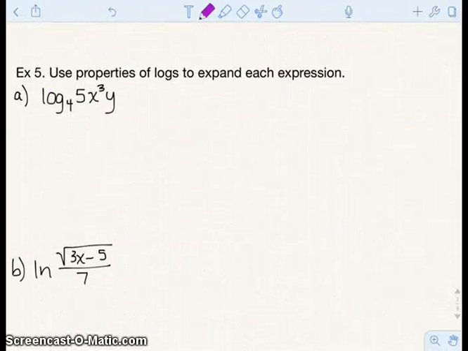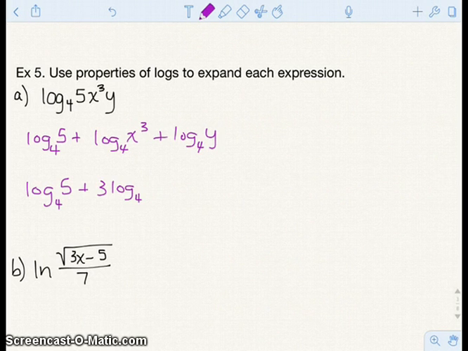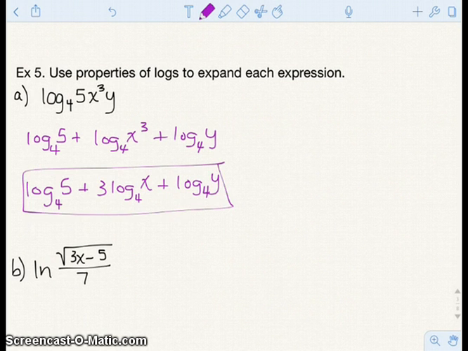Log base 4 of 5x to the third times y. So this is really multiplication going on, so I'm going to use the product property. So log base 4 of 5 plus log base 4 of x to the third plus log base 4 of y. To make sure it's truly expanded, I should have no exponents. I shouldn't have any more products happening inside a log, and I shouldn't have any division happening inside a log. I'm good on products and division, but I do have an exponent. So I write this as log base 4 of 5 plus 3 times log base 4 of x plus log base 4 of y, and that is my final answer.